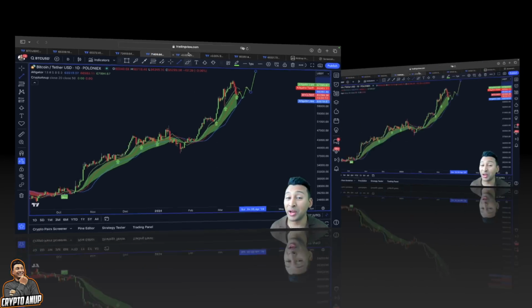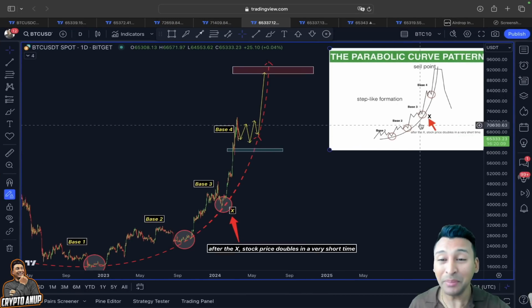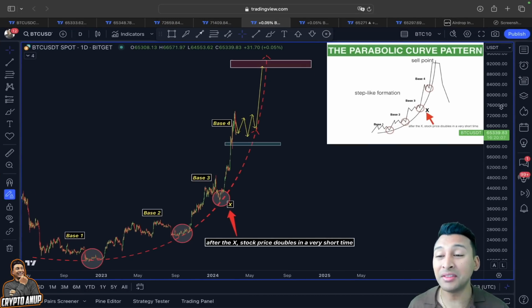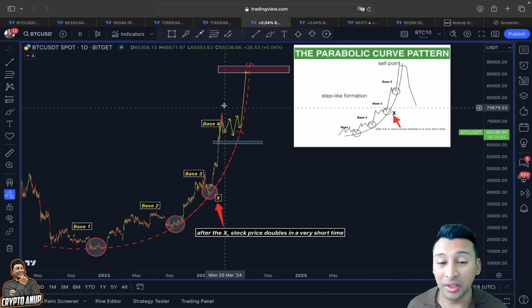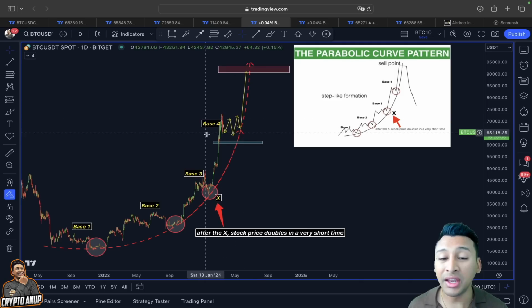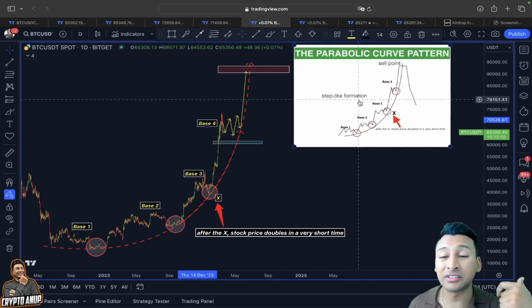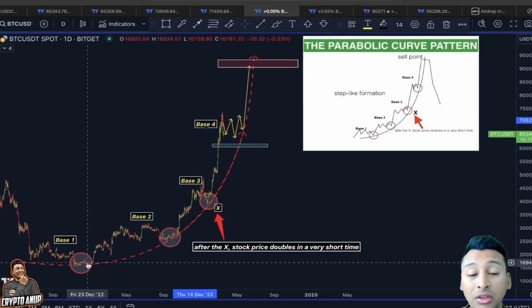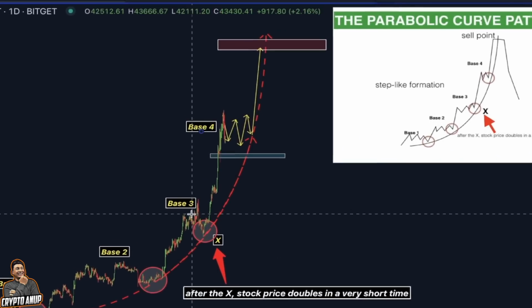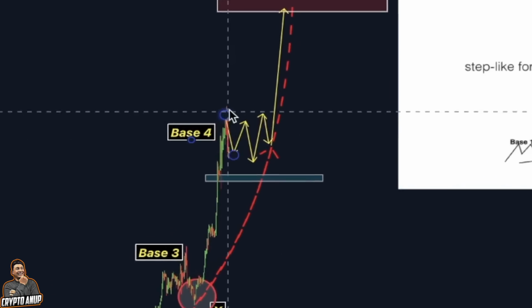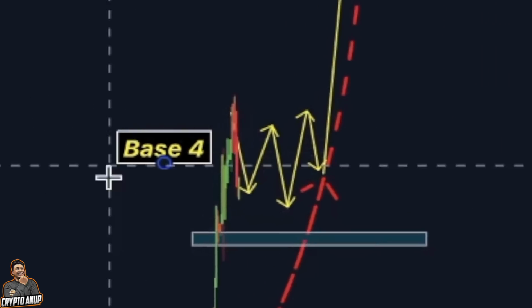And why sell point? Because we have been talking about this parabolic curve pattern for a couple of days, where I showed you this formation. What is unfolding here could be our base 4, because according to this parabolic curve pattern step-like formation, base 1 has already been formed, base 2 has already been formed, base 3 has also been formed, and now this could be a formation of base 4.